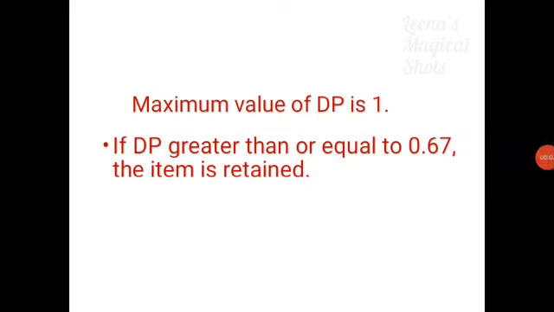As in the case of difficulty index, the maximum value of discriminating power is also 1. If DP is greater than or equal to 0.67, the item is retained.